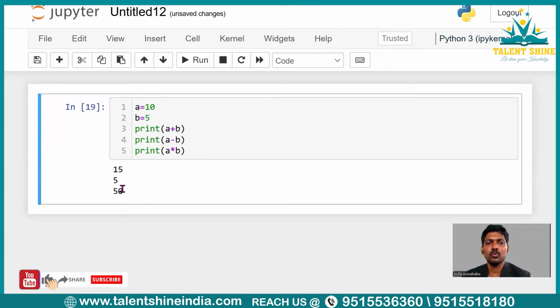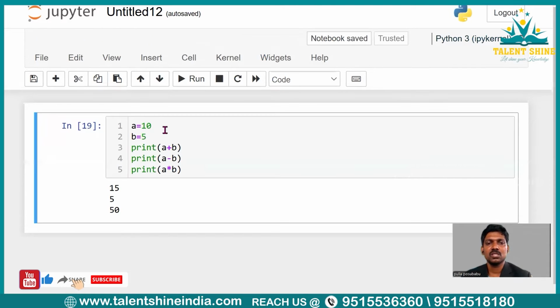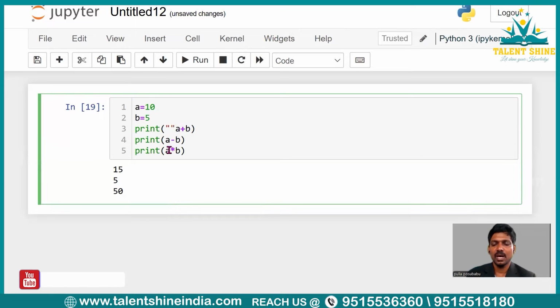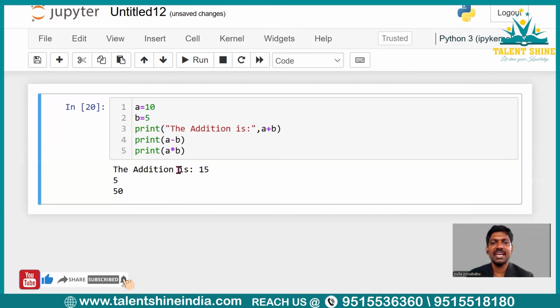So to help users understand the outputs, you could pass one message over here. So let me pass the message. I am writing here, the addition is. Right. So whatever message you pass in the print statement, the same thing you will be getting on the screen, right? So let me execute it so that you could understand. So the addition is 15 you are getting, right?